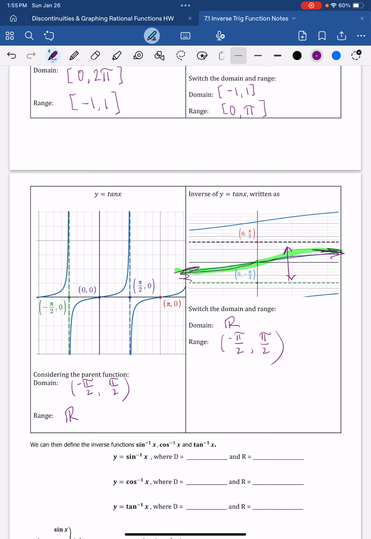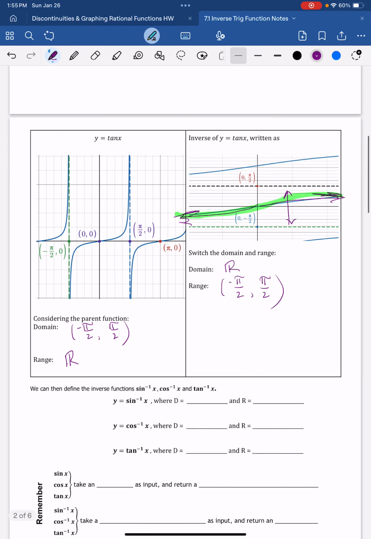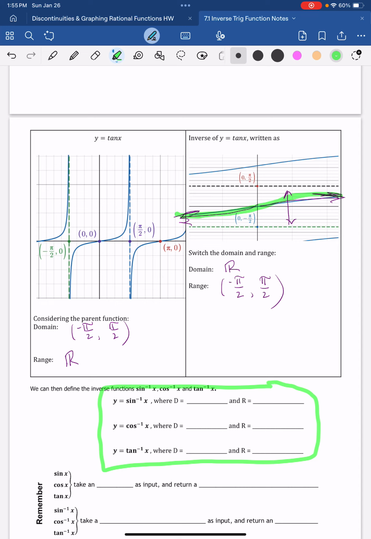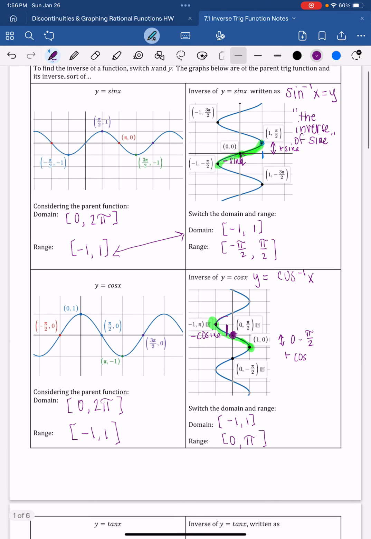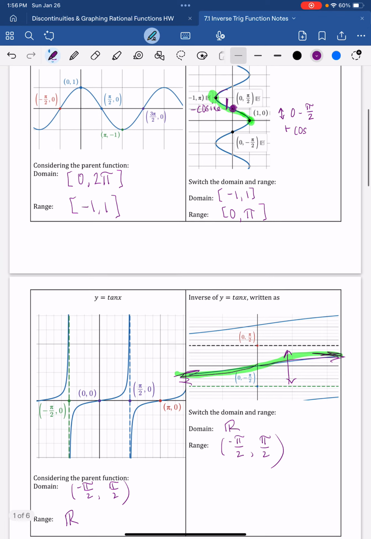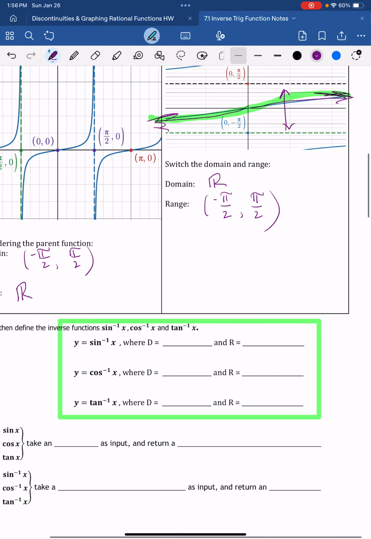Okay, so here we go. The big synopsis. You're probably going to want to highlight this or do something for yourself. Inverse sine: my domain became -1 to 1, included, and my range is negative pi over 2 to positive pi over 2.